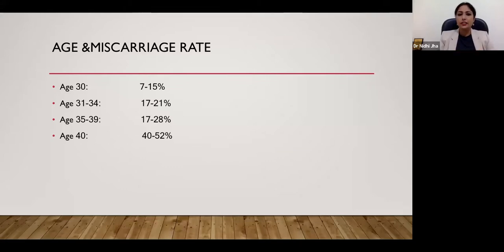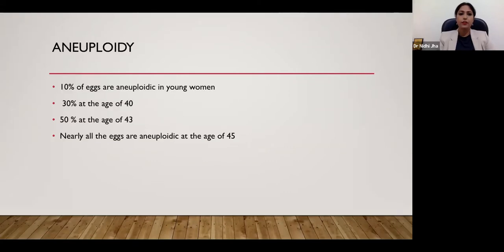So why are we discussing this miscarriage rate? Miscarriage rate shows that first trimester miscarriages are mostly due to aneuploid or genetically abnormal embryos. The percentage of aneuploidies: 10% of eggs are aneuploidic in young women. In women less than 30 years, with no other problem, still 10% of eggs are aneuploidic. This tells you about the miscarriages in young women conceived naturally.